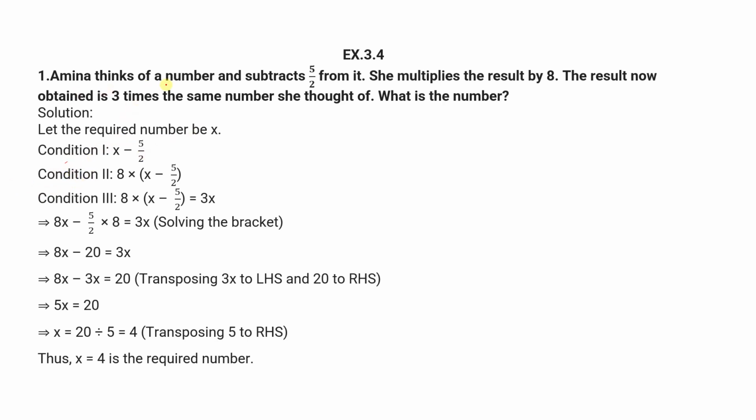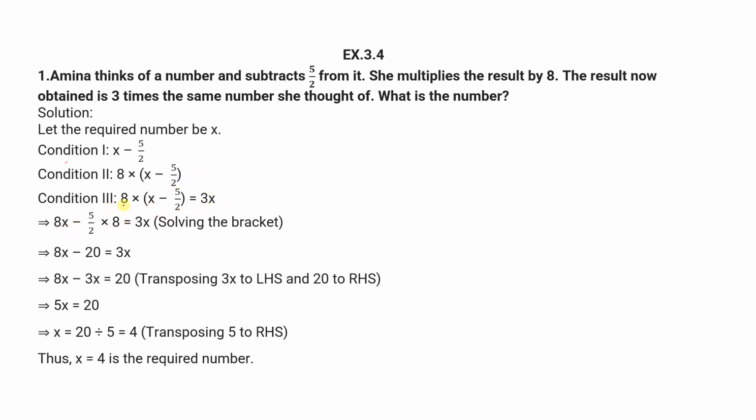Then, what they've given, she thinks of a number that is x and subtracts 5 by 2 from it. So, 5 by 2 is subtracted from the number she has thought of. Okay, next, she multiplies the result by 8. So, this x minus 5 by 2 should be multiplied by 8. Then the result now obtained is 3 times the same number she thought of. So the result obtained is 8 into x minus 5 by 2. So this result obtained is 3 times the number she has thought of. Okay, that is 3x. So you got this expression.